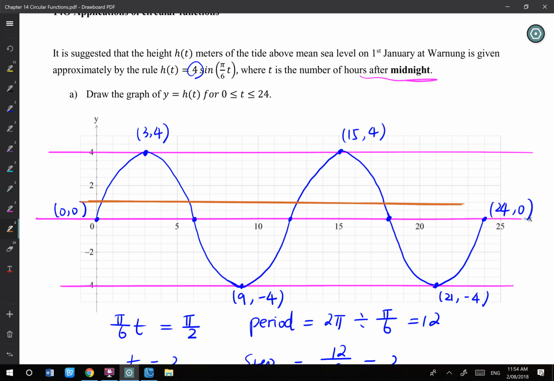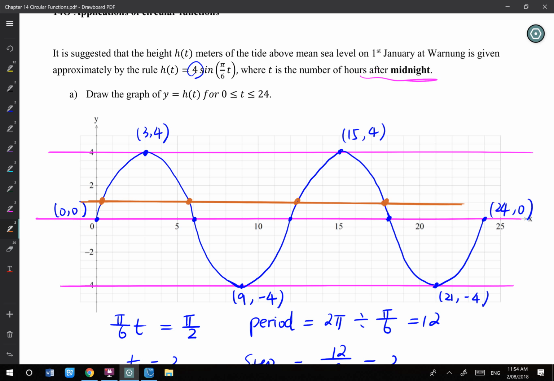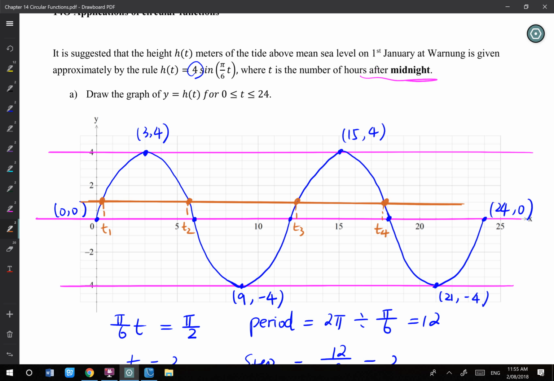Above 1 meter, I can go across the harbor bar. So in between this time and this time, or in between this time and this time, right? That's in between those two periods. I want to work out T1, T2, T3, and T4. So in between T1 and T2 and in between T3 and T4, that's the time I can go across the harbor bar. Any questions? No? Okay, now I want to solve for 1 meter.